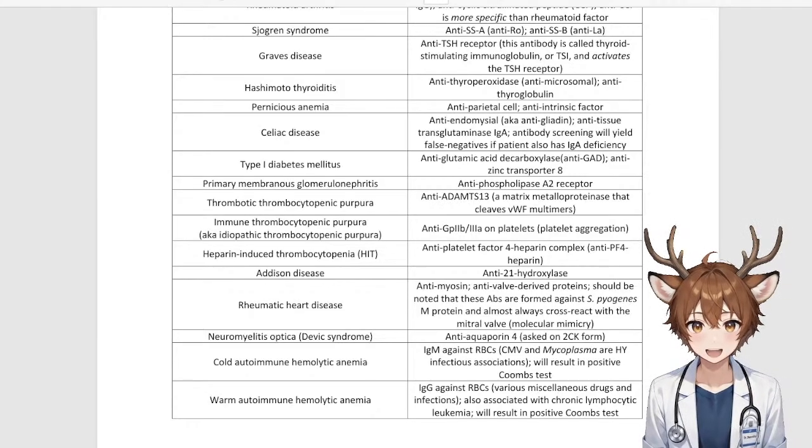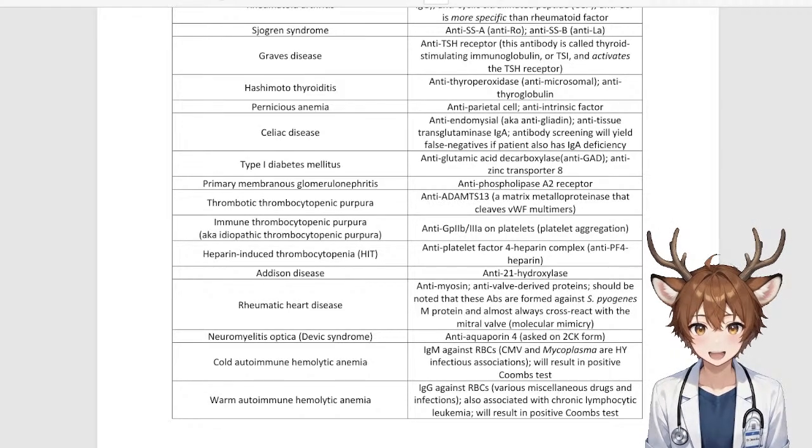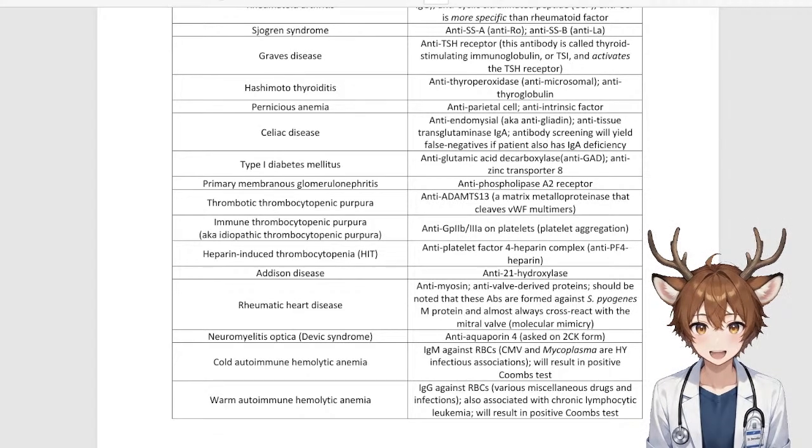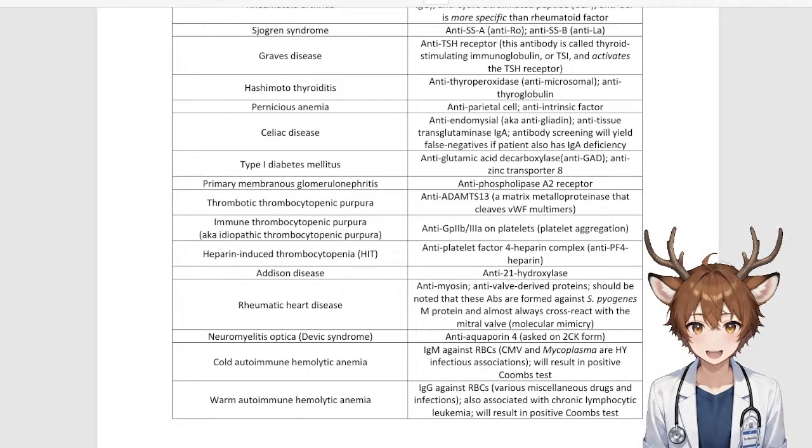It should be noted that the antibodies are formed against Strep pyogenes M protein and almost always cross-react with the mitral valve, molecular mimicry. Neuromyelitis optica, Devic syndrome, anti-aquaporin 4.